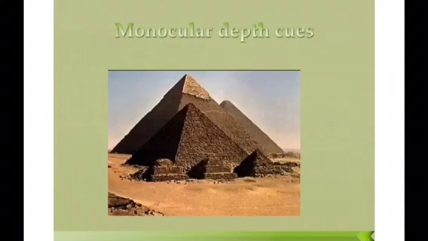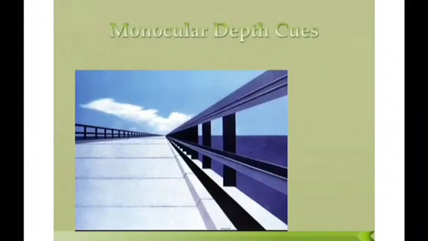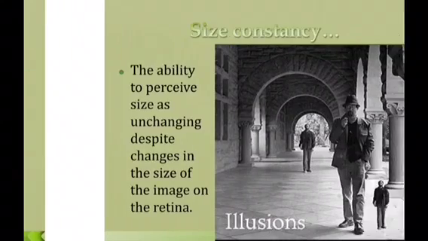You can see with this picture that the smaller pyramids are in the foreground because they are partially obscuring the larger pyramids in the background. So this is what we call monocular depth cues. With this picture, what we actually perceive is two-dimensional. We see it as three-dimensional because the road is disappearing into a vanishing point.